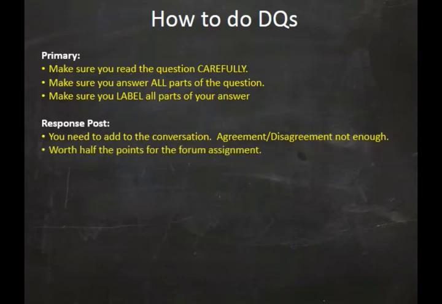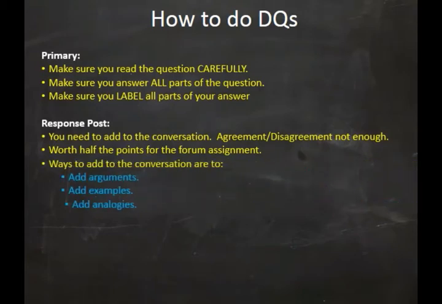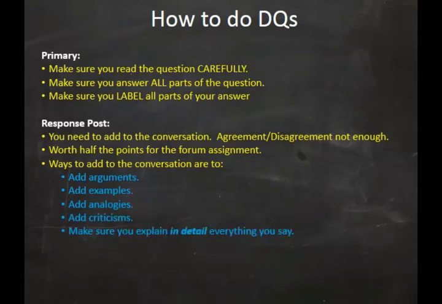Remember, this is worth half the points of the forum assignment. It might not be half the work of the assignment, but it should take a considerable amount of time. You should think carefully about what you read and what you posted. Many students lose points on their response post because they post 1 or 2 lines that do not add to the conversation. Ways to add to the conversation are: add arguments, add examples, add analogies, add criticisms. Make sure you explain in detail everything you say.